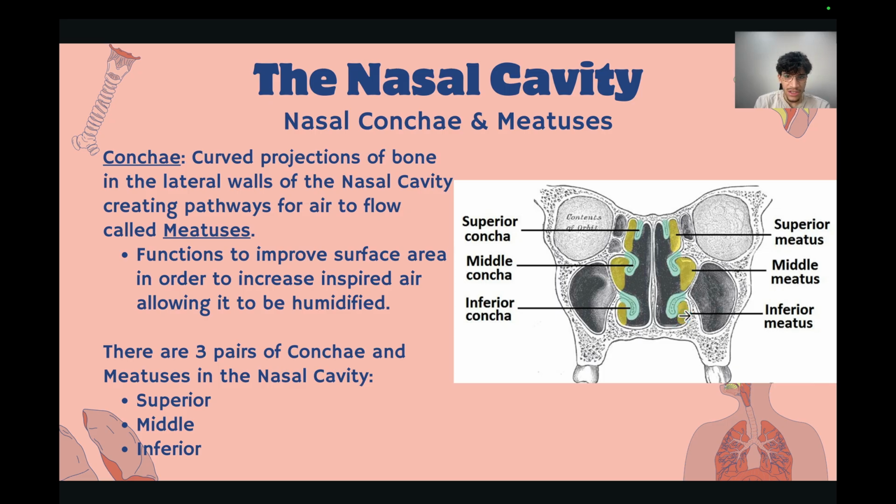Now onto the concha and meatus. So the concha, they're curved projections of bones from the lateral walls of the nasal cavity, and they create pathways for air to flow, called meatuses. Now these function to improve surface area, and it allows the nasal cavity to be humidified even further. Now there are three pairs of concha and meatuses. There's superior, middle, and inferior. You can see them right here.